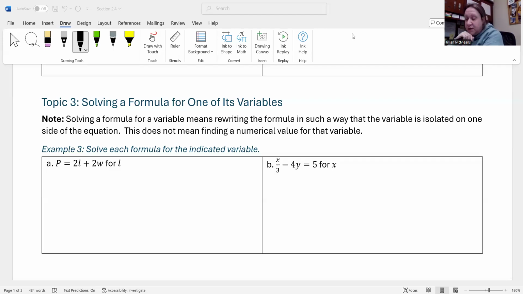We're starting with a formula that most of you are probably familiar with. This is the perimeter of a rectangle formula. So we have P equals 2L plus 2W. So perimeter equals twice the length plus twice the width. It then says to go ahead and solve this for L.